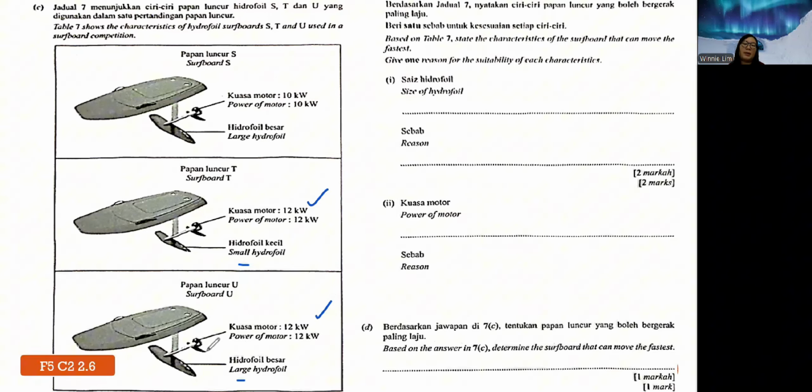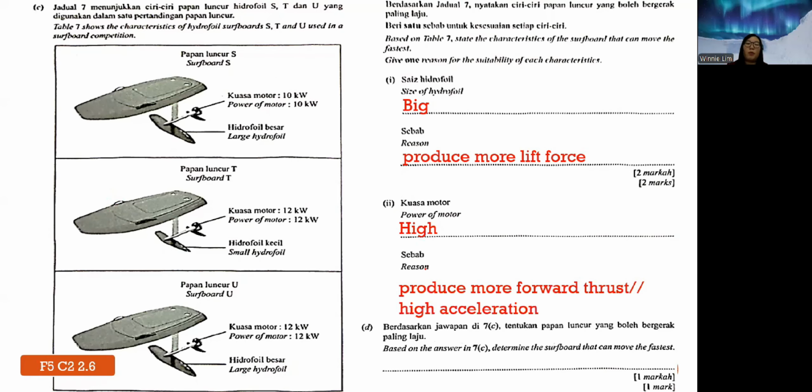Generally, a larger surface is better because just now we did the calculations. Notice that the lift force is pressure times surface area. So if your area is bigger, automatically your force will be greater as well. So that's why we prefer a bigger surface area, which produces more lift, and then power-wise, you can produce more forward thrust or higher acceleration. So finally, we will choose U.